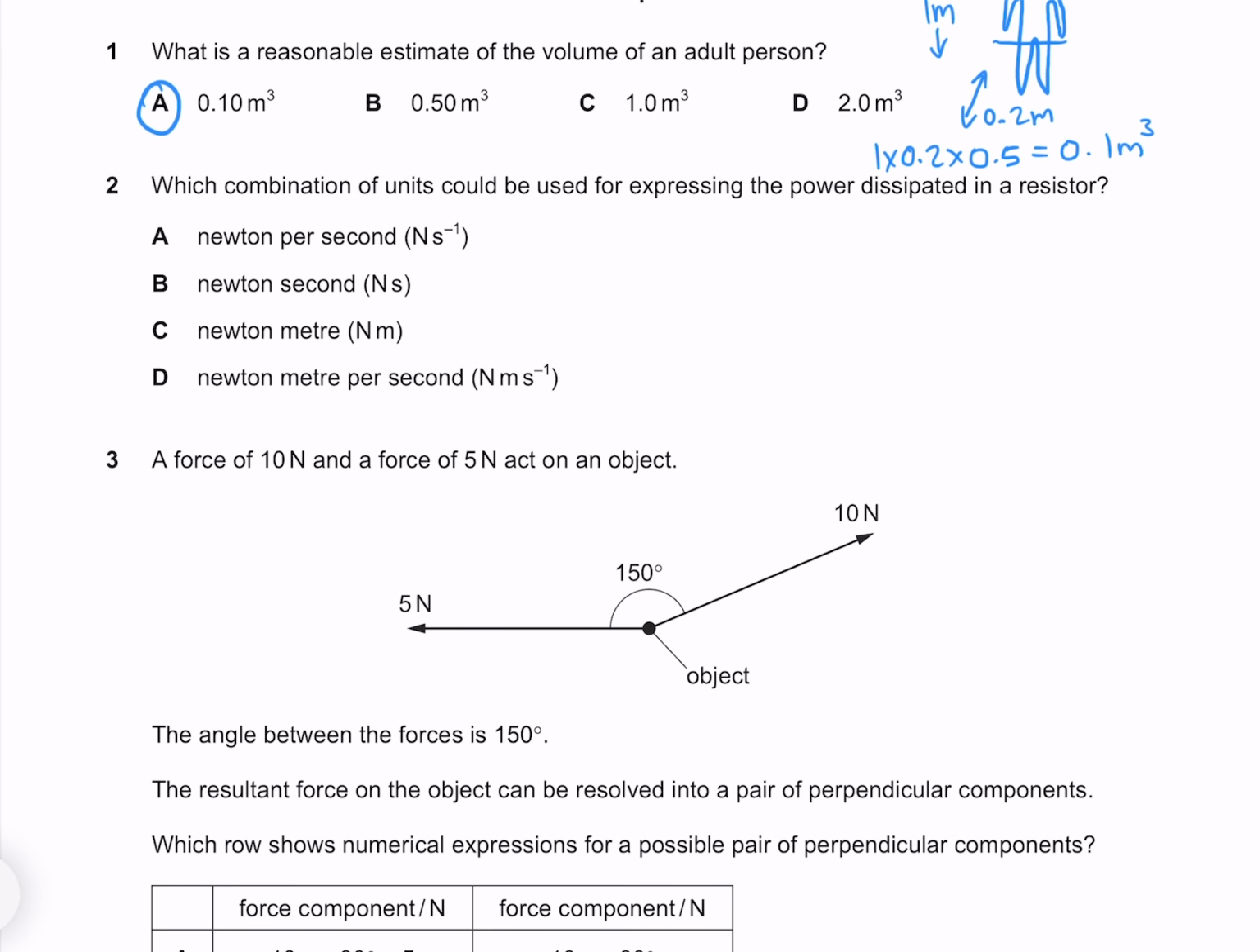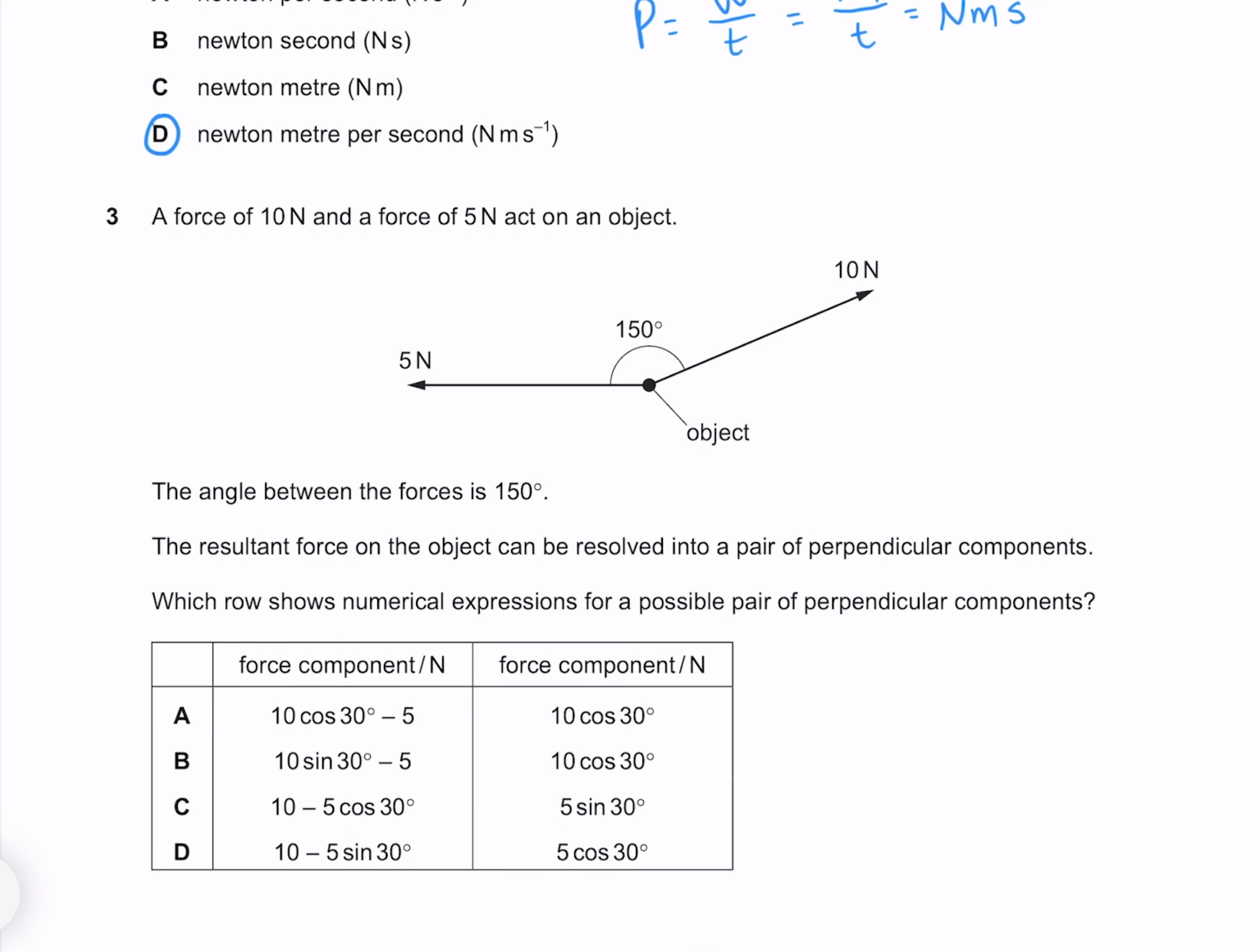Which combination of units could be used for expressing the power dissipated in a resistor? If we consider that power is work over time, and also that work is force times distance, our unit of force is a newton, our unit of distance is a meter, and our unit of time is seconds, which is to the power of -1 because it's in the denominator, giving us our answer D.